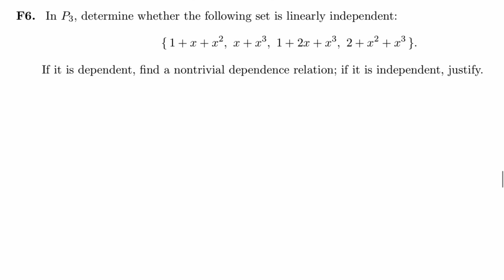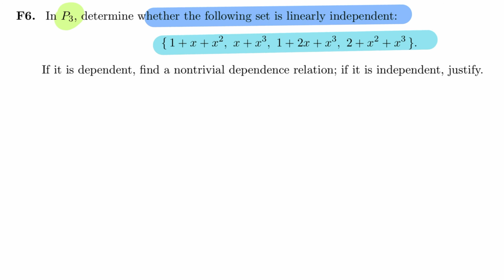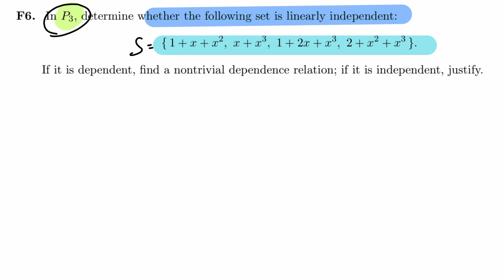In the next problem here, they give us the set of all polynomials having degree at most 3, and they want us to determine whether the following set is linearly independent. They give us this sort of set here, a subset of our set P3, and they're saying if it's dependent, find a non-trivial dependence relation. If it's independent, justify.